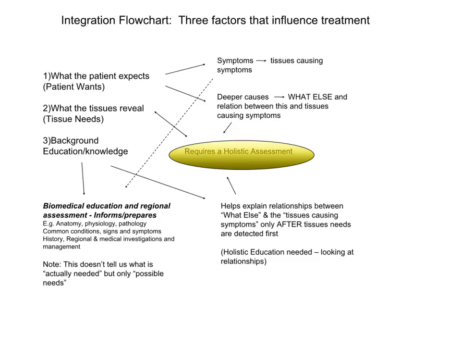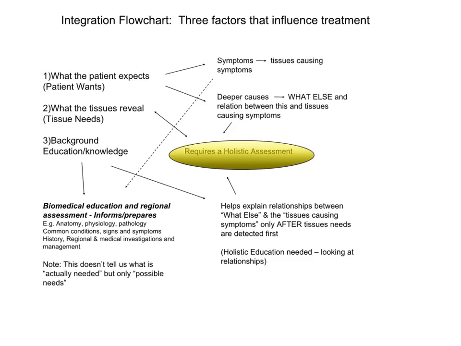But this doesn't tell the practitioner what is actually needed, but only possible needs. Therefore, a practitioner should not limit his assessment to only the history information and textbook information on their own, or they may miss the "what else". What else requires a holistic or general assessment, because we don't know what is actually there until we assess for it in the first place. If nothing else is there, knowing everything else is okay, we can treat the symptomatic area and that is it.